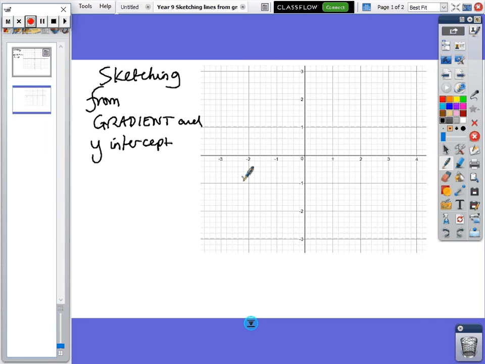Okay, just a short video on another sketching technique of straight lines. So we're looking at a gradient and y-intercept method. We're going to do two examples, one with a positive gradient, one with a negative gradient. So let's just make up one. So we've got, say, y equals 2x minus 3.